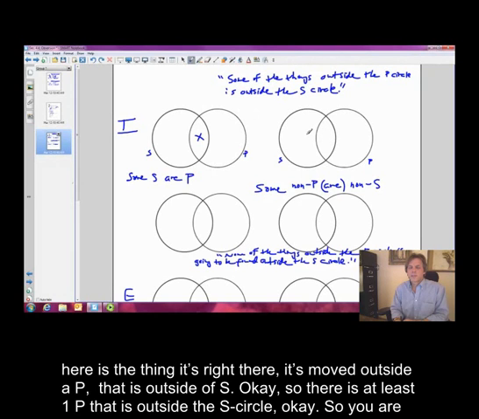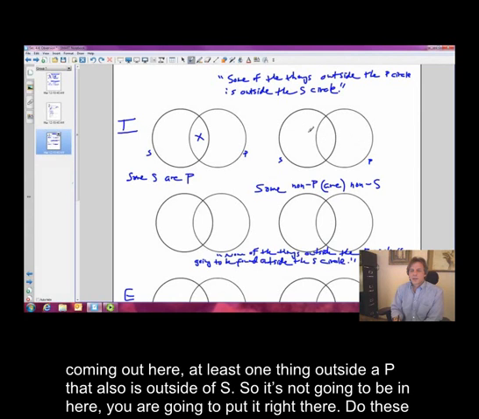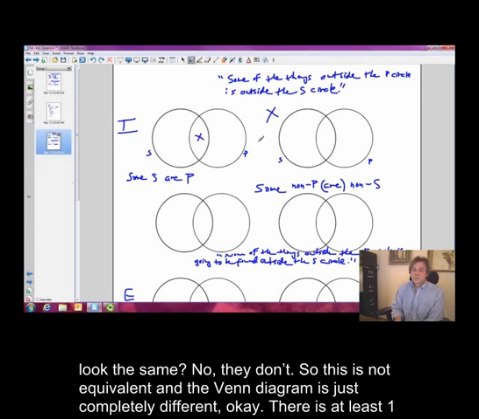So here's the thing. It's right there. It's moved outside of P, right? That is outside of S. Okay, so you're coming out here, at least one thing outside of P that also is outside of S. So it's not going to be in here, you're going to put it right there. Do these look the same? No, they don't. So this is not equivalent, and the Venn diagram is just completely different.